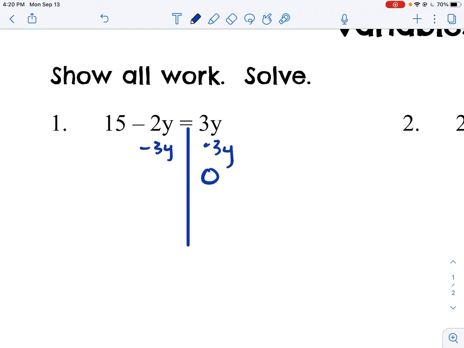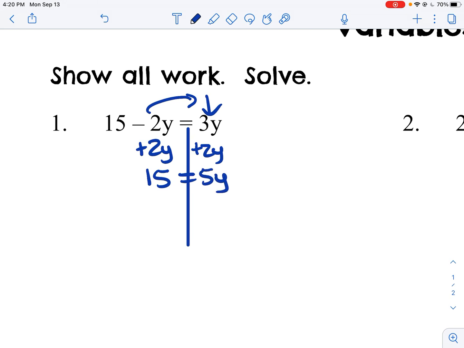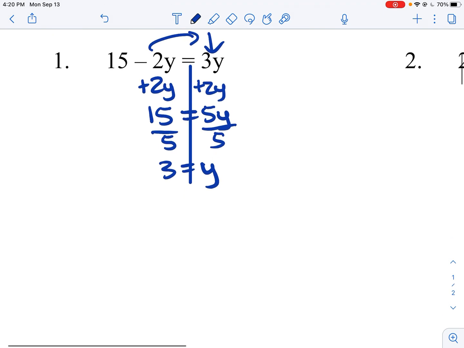If I look at this very first one right here, I very well could subtract the 3y from each side, but that's going to give me a 0 over here and everything else on the left-hand side. I notice that there's only the variable here. So why don't I move this variable over to the other side? I'm going to add 2y to both sides. When I do that, I get 15 equals 5y. Then I divide by the 5, and I get 3 equals y.